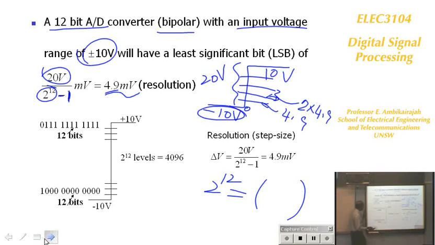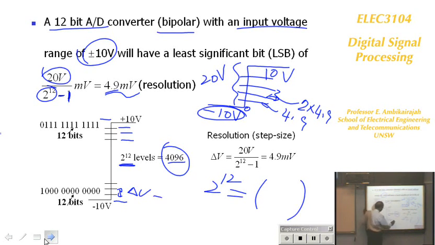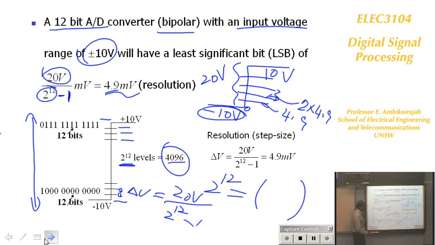So here we have signals with 2 to the power 12, which is 4096 levels. I'm going to take any voltage between minus 10 and plus 10 and divide it into 4096 levels. The distance between these levels is called delta V, which is the resolution, equal to 20 volts divided by the number of levels minus 1, which is 2 to the power 12 minus 1. That's the intervals. 10 levels mean 9 intervals between.